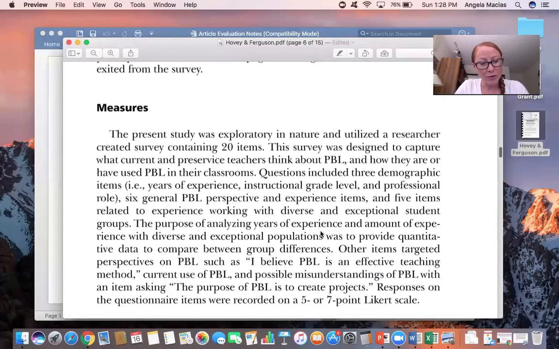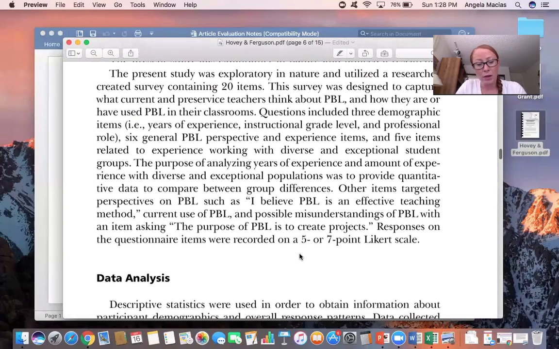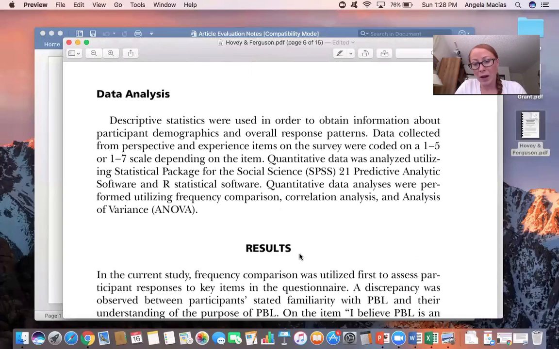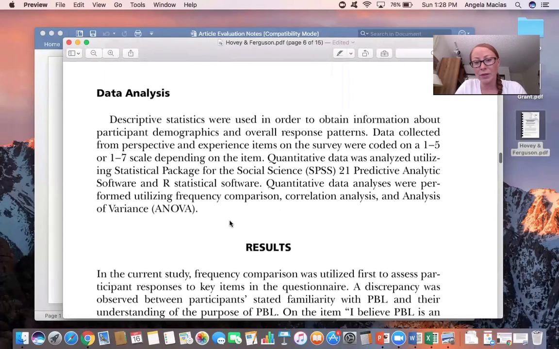And we can jump ahead to the measures. This is how they actually took those results and what did they do? How did they analyze what they got out of it? Okay, it tells you what kind of software they used. You'll notice it's short, and that's because it's quantitative. They tend to be a little more straightforward, but there's a lot of really high-level vocabulary in here, so you might have to look things up if you don't understand it.